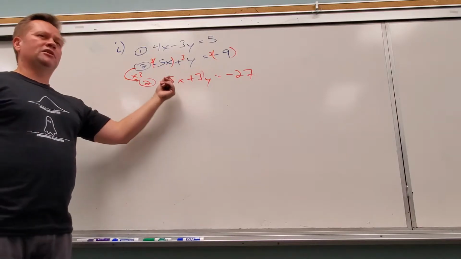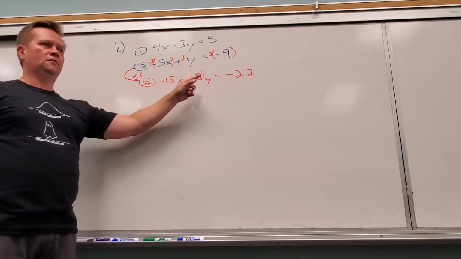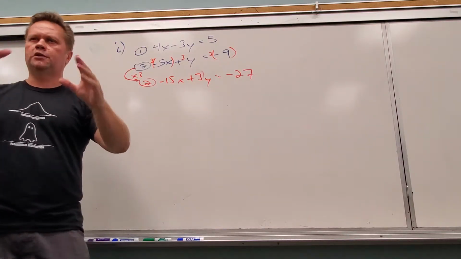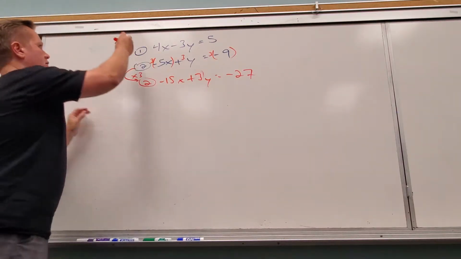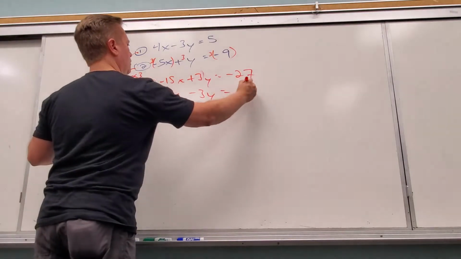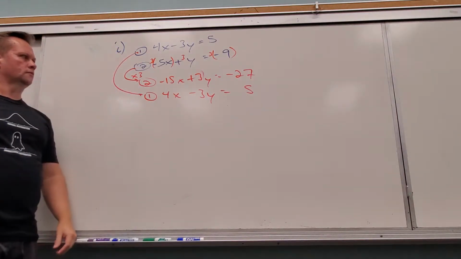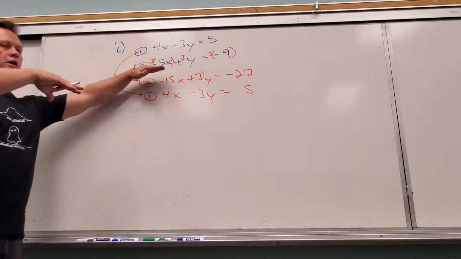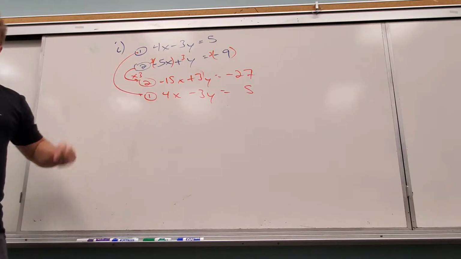Change. Not just combine like terms. I changed this side. It is 3 times bigger, so that side has to be 3 times bigger too. We all know that. But it's so easy to forget that. And now if I just leave the first one alone, what can I do? Do what with the equations? Add them together.